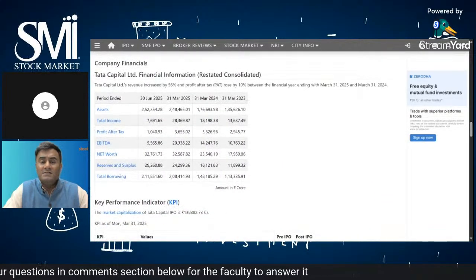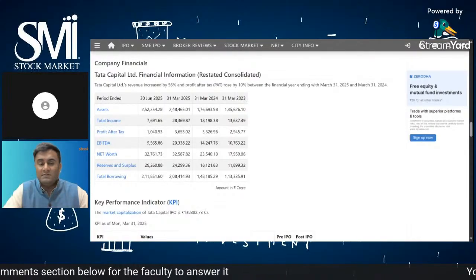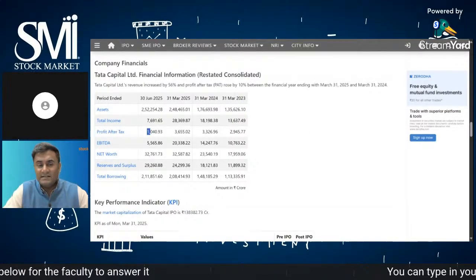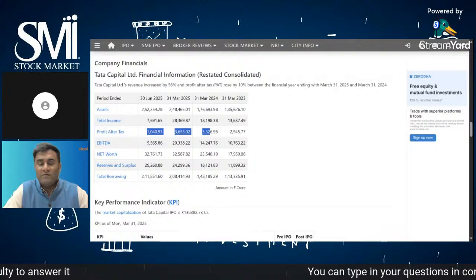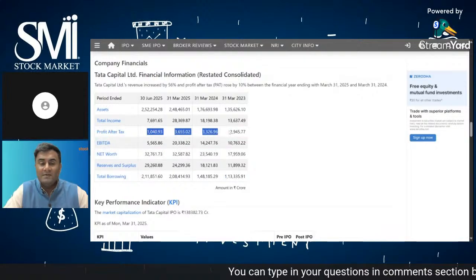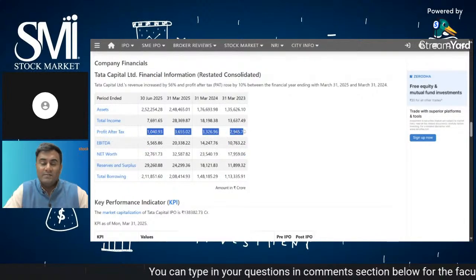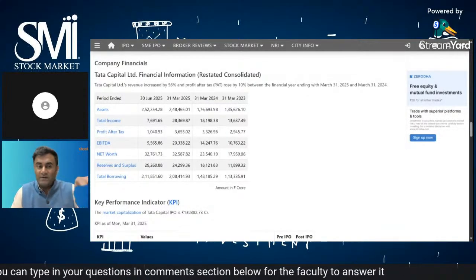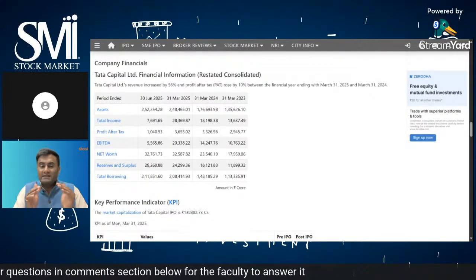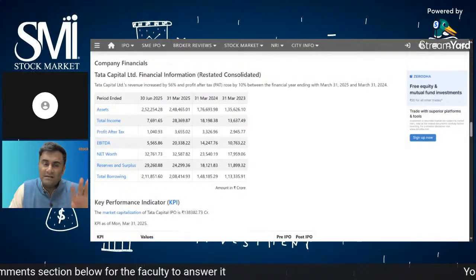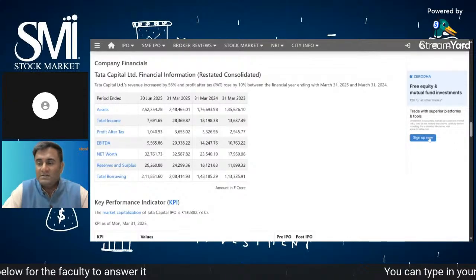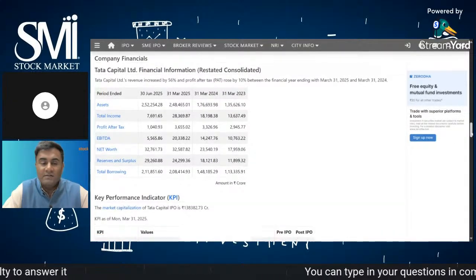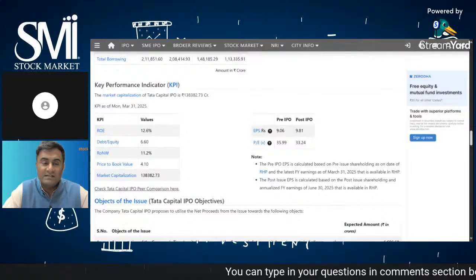And here is the result. Like I said, it's a throughout profitable company. You see, all numbers are positive. There is nothing in brackets. If the PAT, profit after tax, is mentioned in brackets, it's a sign that it's a negative number. It's in loss. But here everything is positive, so that's great.